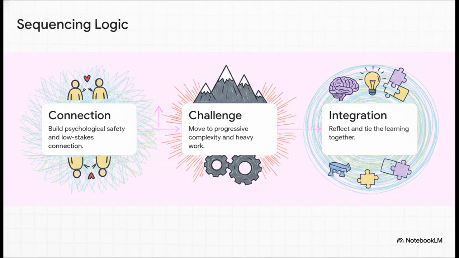You want a sequence from simple to complex. Step 1 is connection, which builds low-stakes safety. Then you move into Step 2, the heavy challenge and work phase. Finally, you always end with Step 3, reflection and integration. Using this logic ensures the group stays engaged without hitting that dreaded cognitive overload.